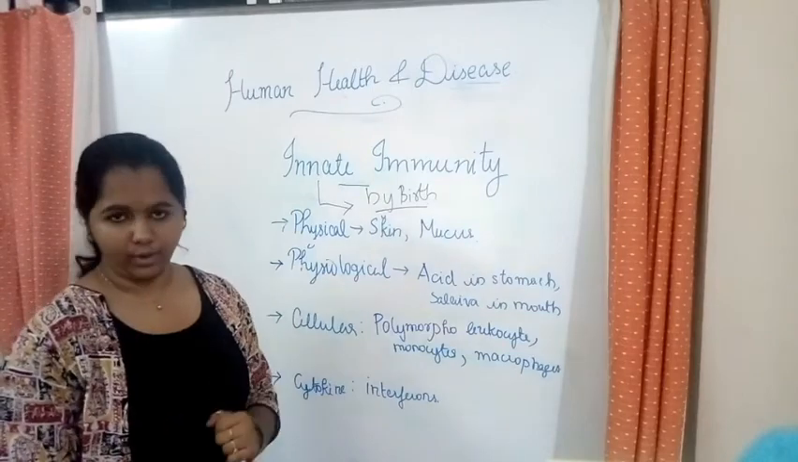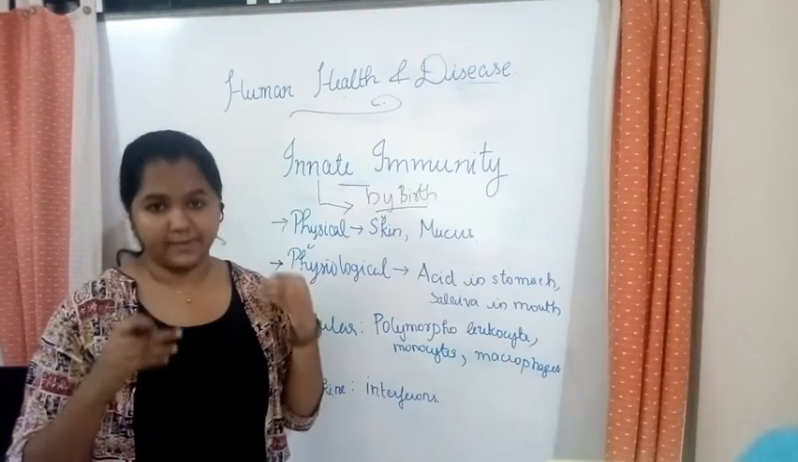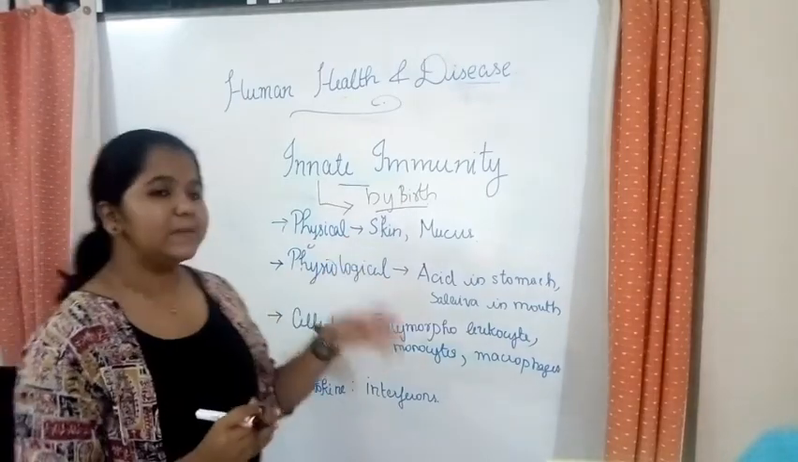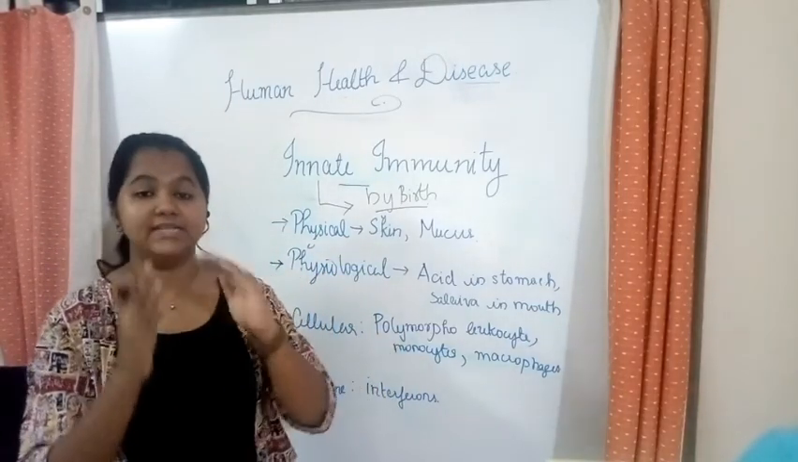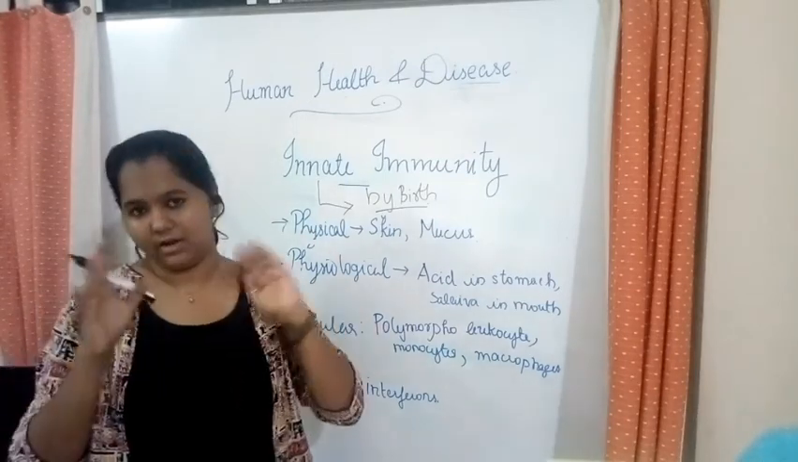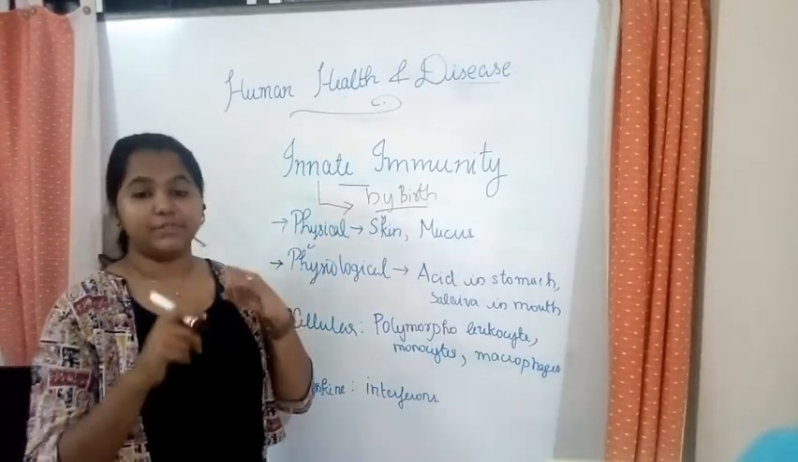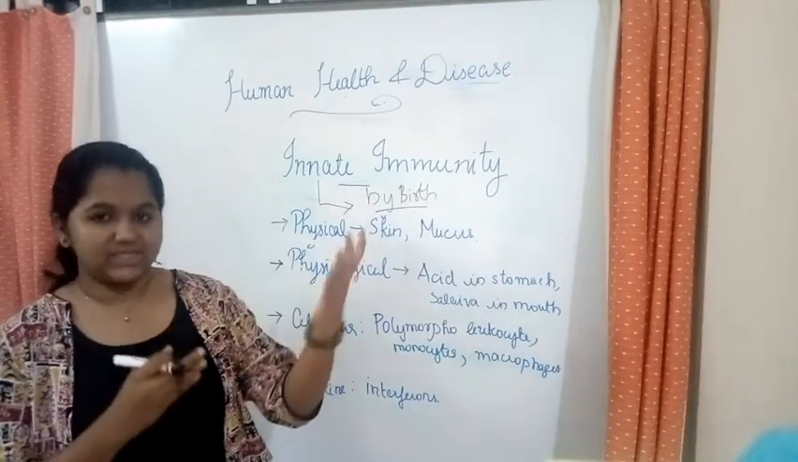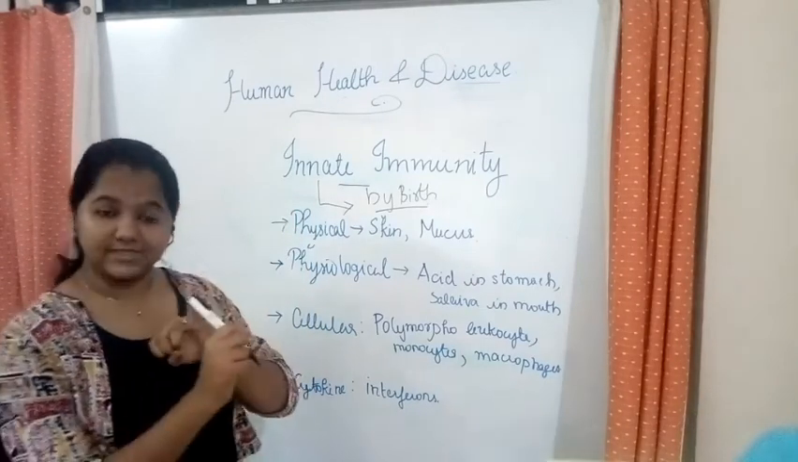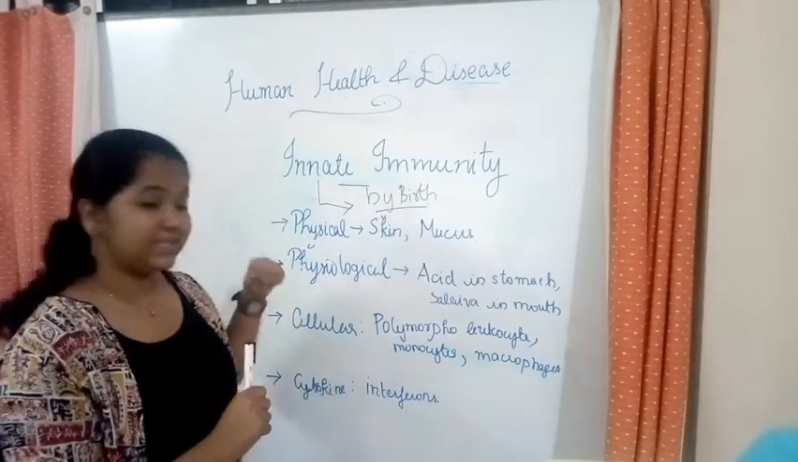So what do we know about innate immunity? It is by birth, and it is a non-specific mechanism of defense. Non-specific in the sense that it doesn't aim to prevent a particular pathogen from entering. It's a general immunity. Innate immunity provides barriers so that the pathogens don't enter our body. There are 4 types of barriers that innate immunity provides: physical, physiological, cellular and cytokine barriers. Let us see everything in detail.